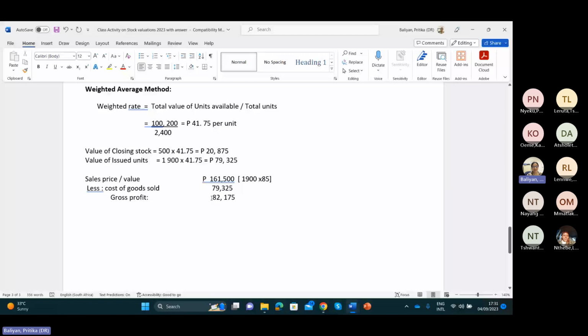Then if you want to also calculate the net profit, we subtract other operating expenses, like the other expenses given there: rent, office salary, maintenance charges. When you add them, they are 29,000. So we subtract 29,000. Ma'am, I got 53,175. Okay, I'm checking.